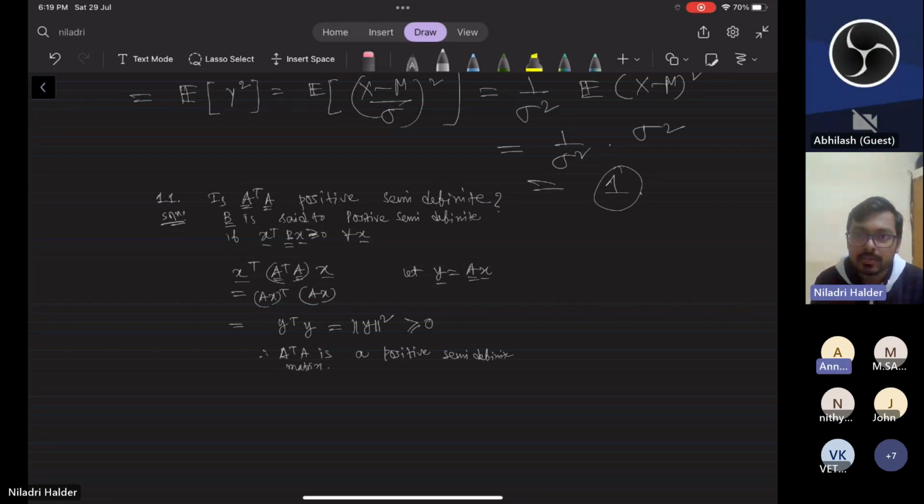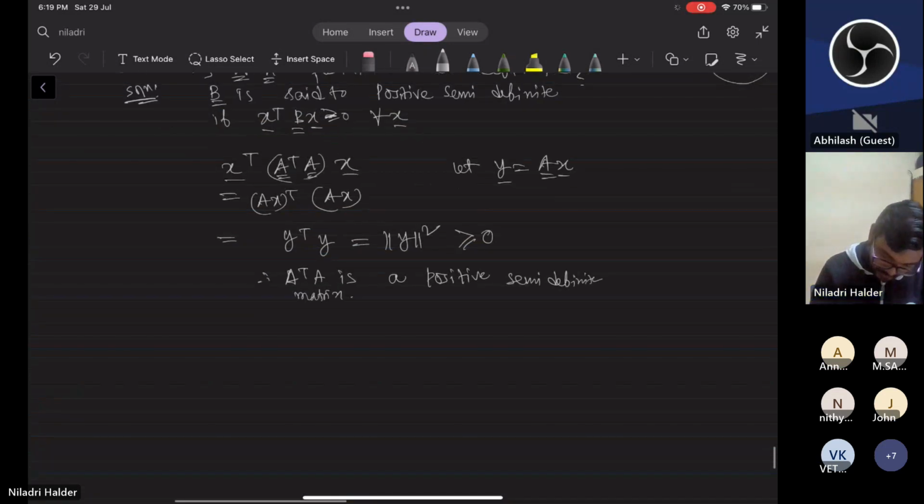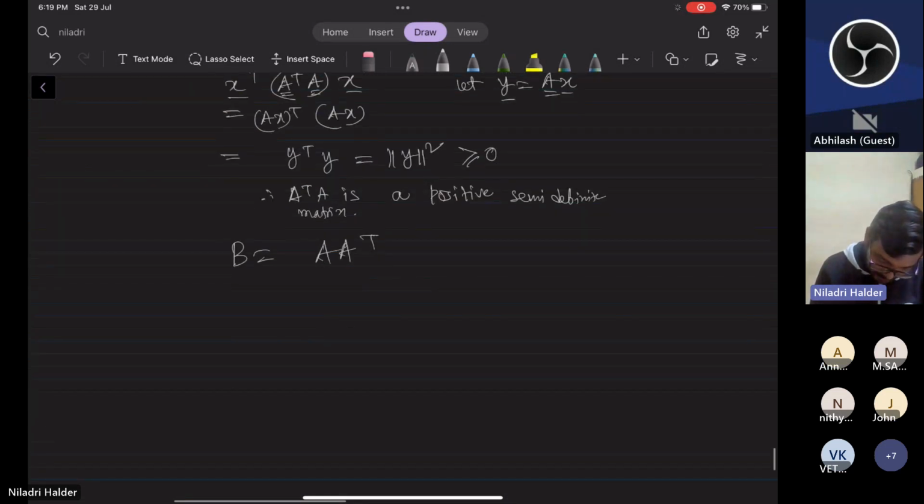Okay, so that's all for today. If you have any question, please tell. What about A A transpose? Yeah, that also will be positive semi-definite. It's a good question. So let's take B equals A transpose, then X transpose B X equals X transpose A transpose X.